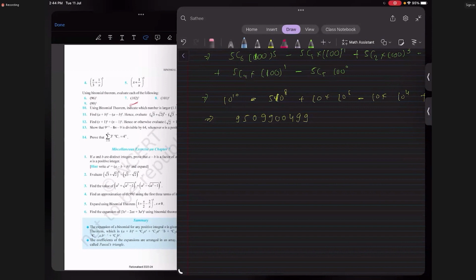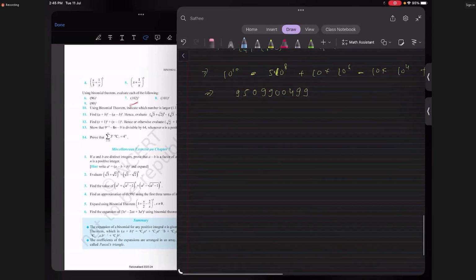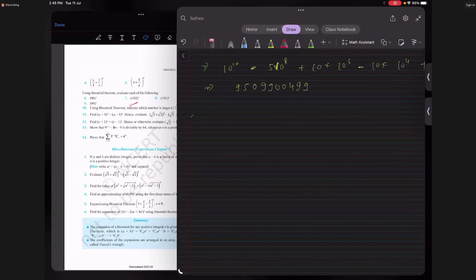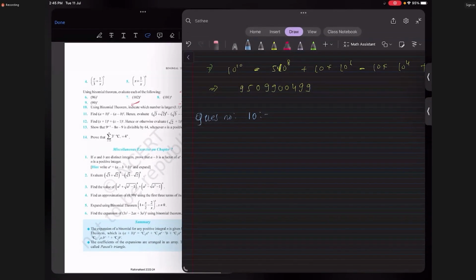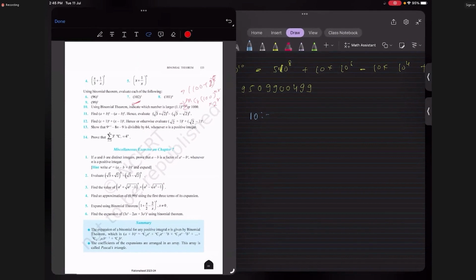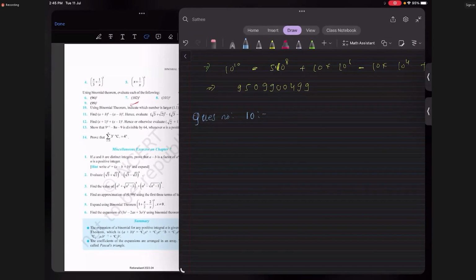So after this, if we try question number 10, in this part you are asked which one is greater, 1.1 to the power.